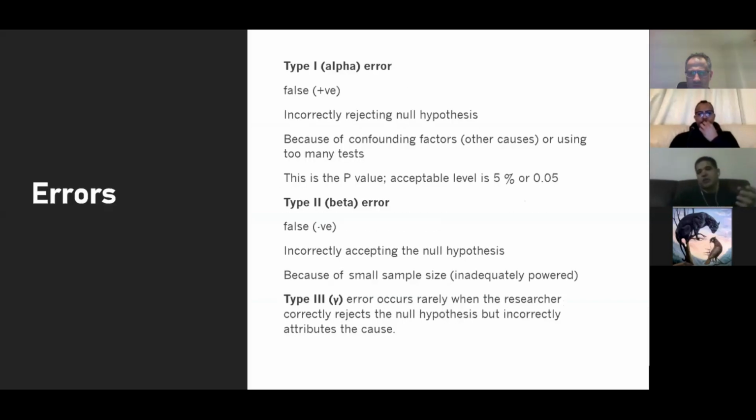Next, there are errors. There is a type 1, a type 2 and a type 3 error. Type 1: you incorrectly reject the null hypothesis. The null hypothesis is the assumption that any difference in your data is by chance. So incorrectly rejecting this hypothesis is type 1. If you incorrectly accept the null hypothesis, it is type 2. And there is a rare type called type 3, when the researcher correctly rejects the null hypothesis but incorrectly attributes the cause of that.